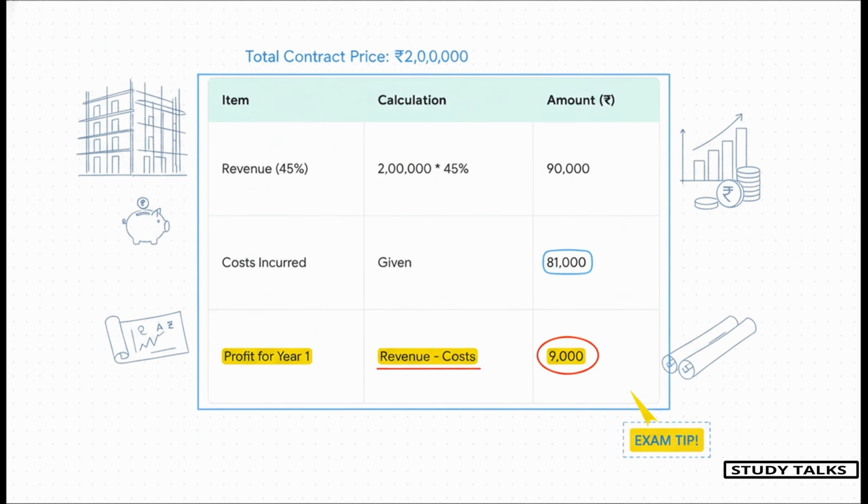Our total contract price is 2 lakhs. In year 1, we're 45% complete. So we recognize 45% of that revenue, which works out to 90,000. The costs for year 1 are given as 81,000. So what's our profit for the year? Simple. Revenue of 90,000 minus costs of 81,000. That gives us a profit of 9,000 to book in the P&L for year 1.